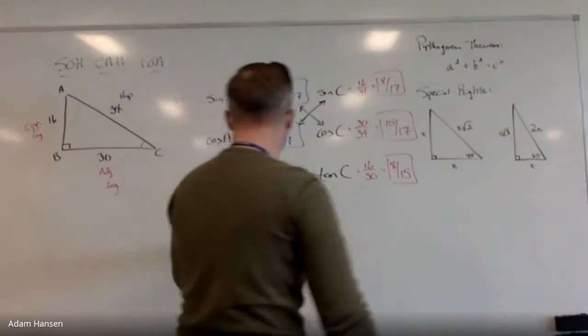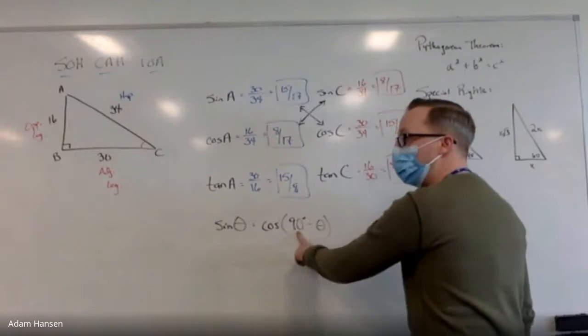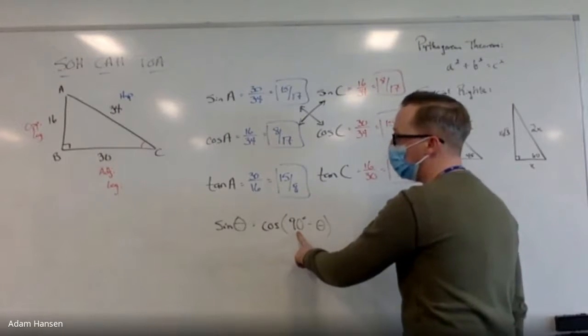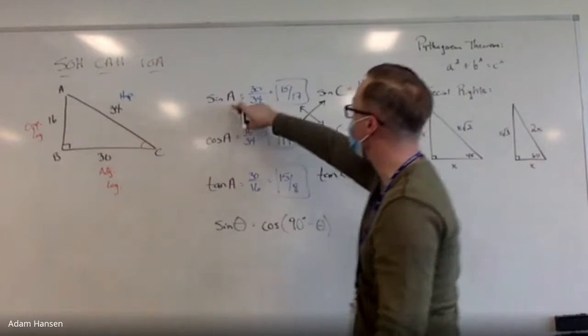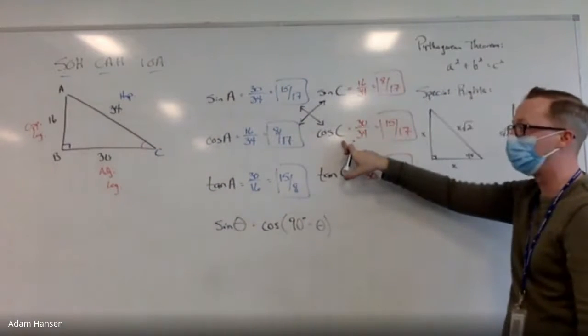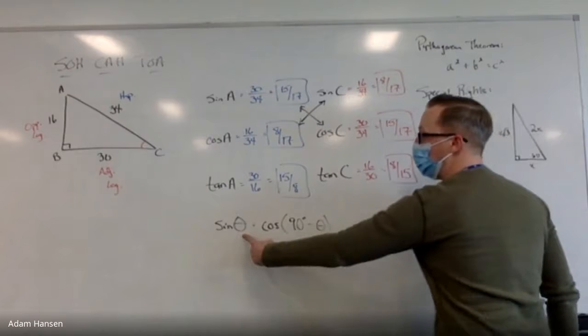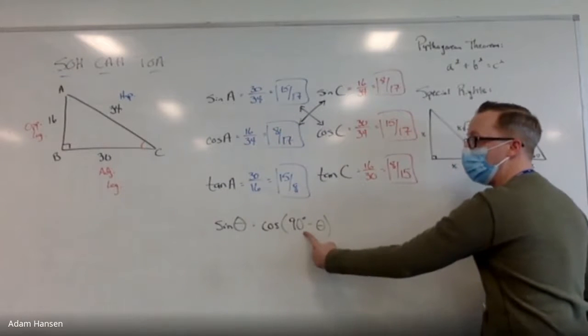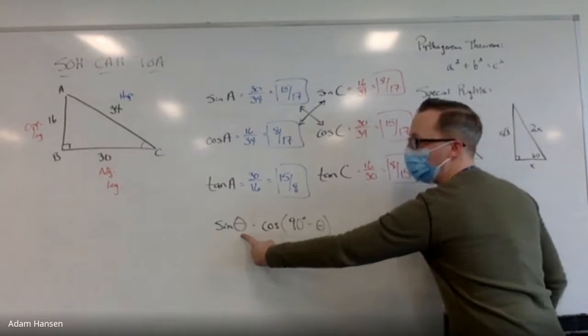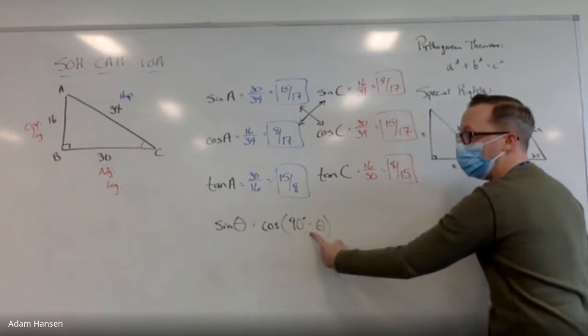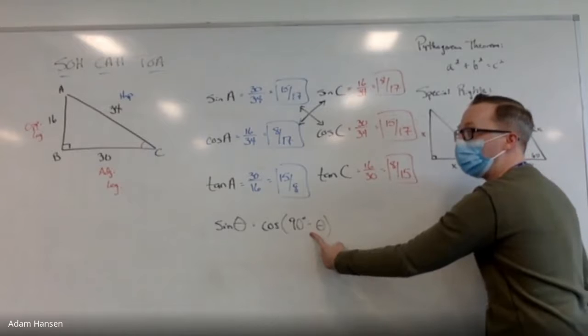The sine of one acute angle is the same as the cosine of the other acute angle, is what I'm trying to say. The sine of A is the same thing as the cosine of C. If our first acute angle has a measure of theta, the other acute angle measure would be 90 degrees minus theta.